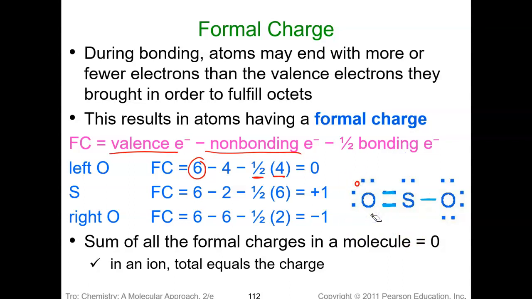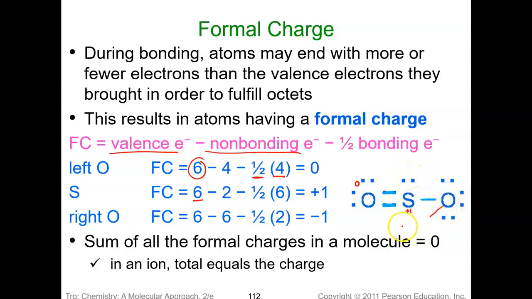All right, let's do sulfur. Sulfur has 6 valence electrons. It has 2 lone pair non-bonding electrons. And then I just look here, I call it 1, 2, 3, minus 3. I guess it's 6 divided by 2, but I just count each line as 1. So this gives us plus 1. So sulfur's formal charge is plus 1. Let's do oxygen.